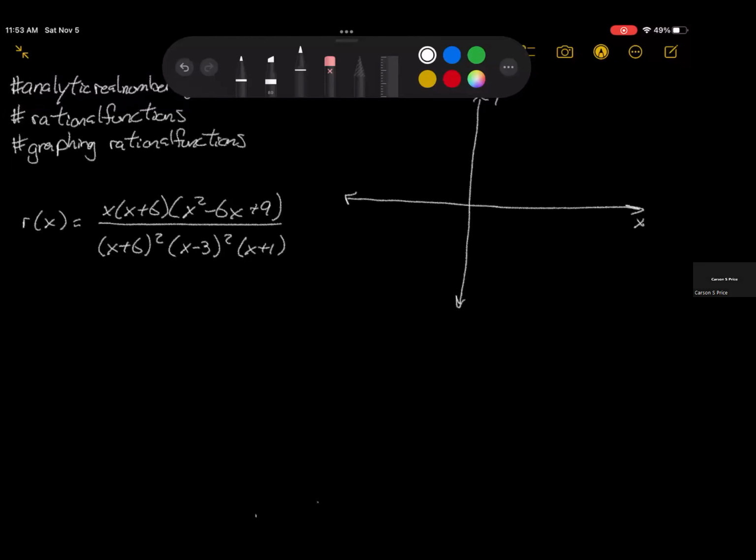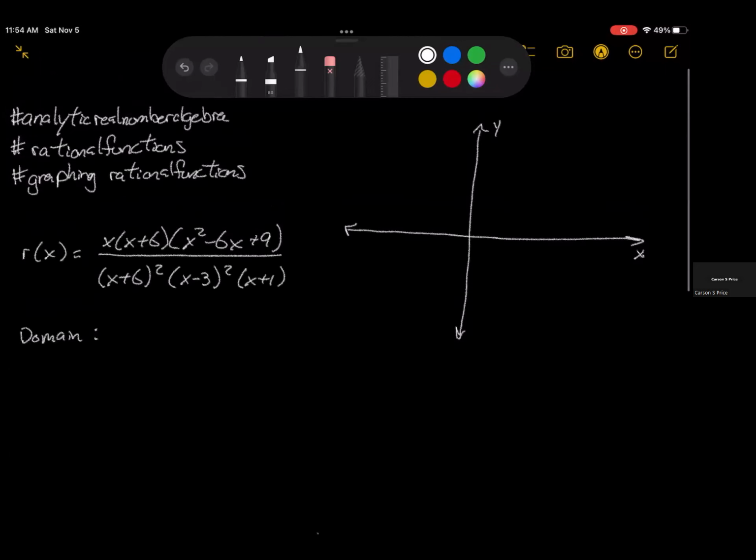Okay, let's work on graphing this rational function. So let's first start with the domain. What kind of x values can I plug into this? Where on my xy plane is this function going to exist? So I have a polynomial divided by a polynomial, so I can stick any real number that I want into either of those two polynomials and I'll be fine.